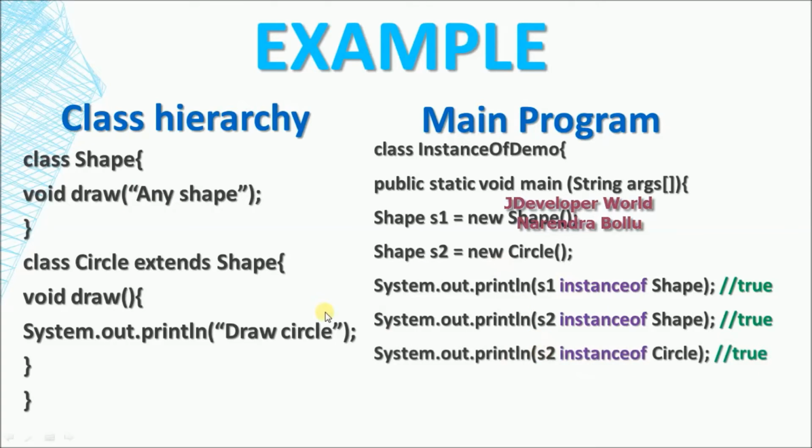And s2 instanceof Circle? Yes, s2 is a child class object, so obviously it is an instance of this Circle class. And for s1, I am checking again instanceof Circle. Yeah, s1 is a parent class instance. So this is an instance of Shape but not Circle. So s1 instanceof Circle will return false.